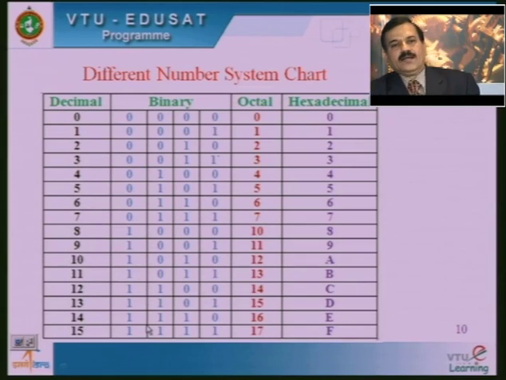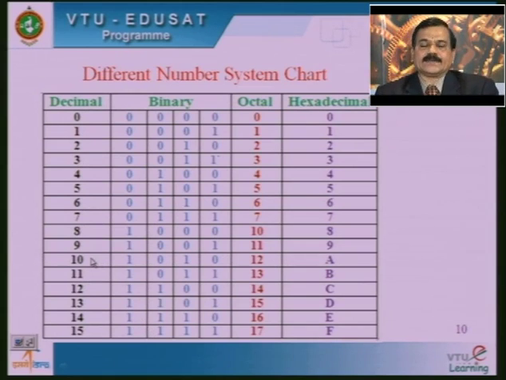Next, different number system chart. In this, whatever we have discussed so far in digital electronics fundamentals, we are going to see in one single chart. First column explains the decimal number system, this is the binary system, this is the octal, and the last one is the hexadecimal number.